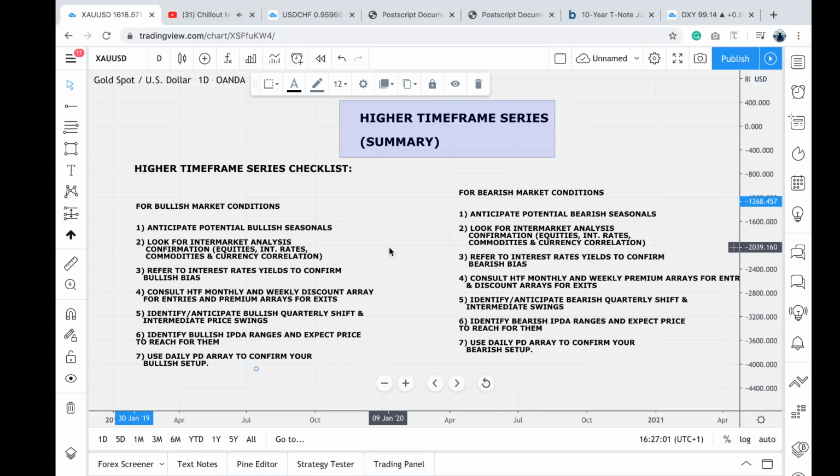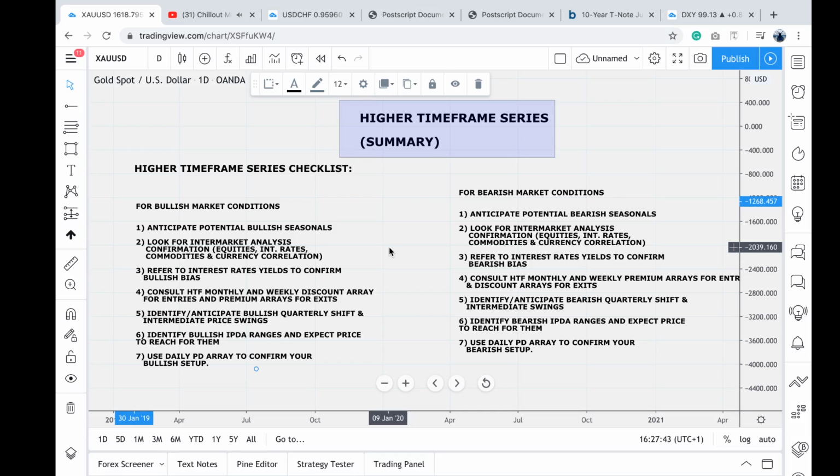And number four, you then go to technical analysis on the higher time frame. You want to consult your higher time frame monthly and weekly discount arrays for entries. Remember, if you're bullish, you're looking for a discount array to buy from, a monthly or weekly discount array to base your entries around, because this is the level the banks are going to look at for bullishness. They place the bulk of their orders from around this discounted level, and then your target would be premium weekly and monthly arrays for exits.